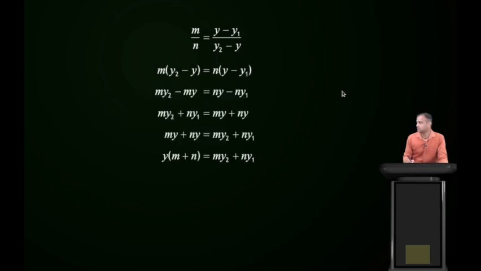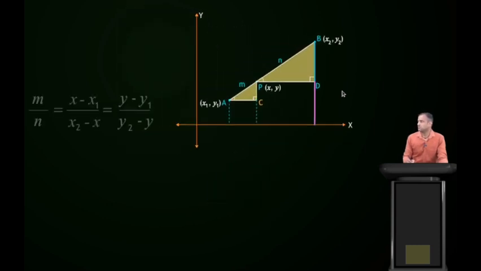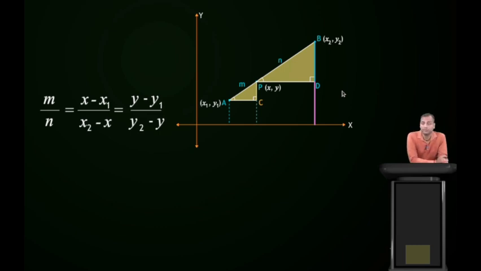So after solving this one you get Y(M + N) = M Y2 + N Y1, and then you get the value Y = (M Y2 + N Y1) upon (M + N). So these are the values to find the coordinates of that point P.